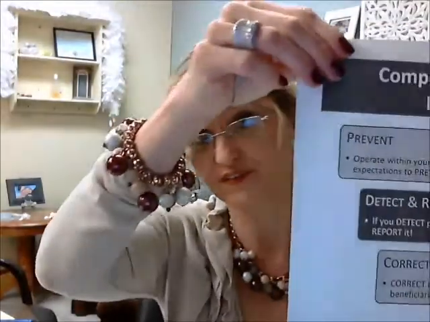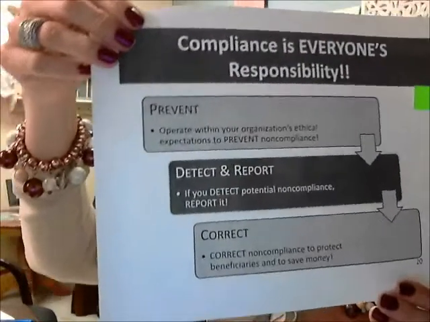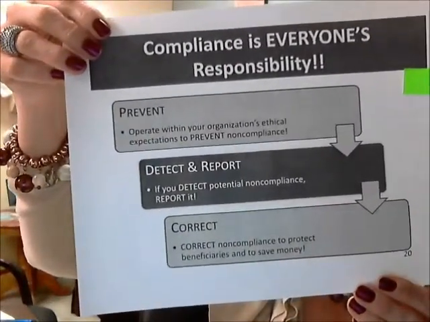Part of compliance is that it's everybody's policy and everybody's responsibility to prevent, detect, and correct fraud, waste, and abuse. To prevent it, you operate within your organization's ethical expectations and prevent noncompliance. Detect and report: if you detect potential noncompliance, you need to report it and correct it. Correct noncompliance to protect beneficiaries and save money.